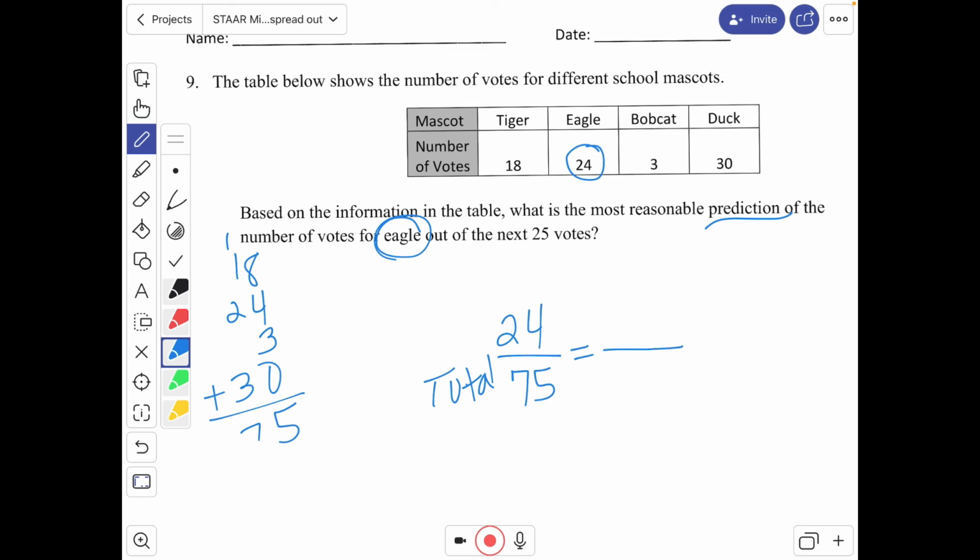So the total is 75. And we're making a prediction for the next 25. So my new total is going to be 25. Well, what would I do to 75 to get to 25? Divide by 3. So then I need to do the same thing up top. And 24 divided by 3 makes 8. So the most reasonable prediction is there will be 8 votes for Eagle.